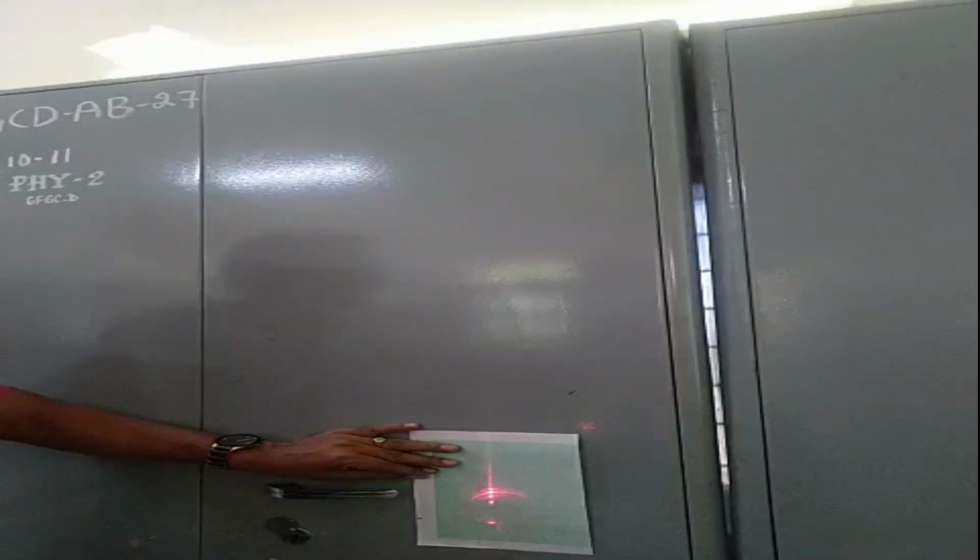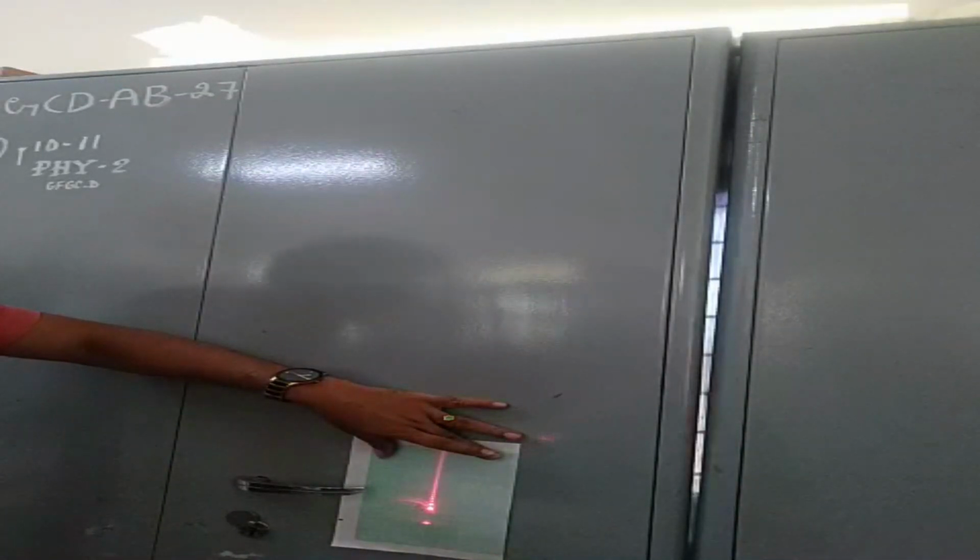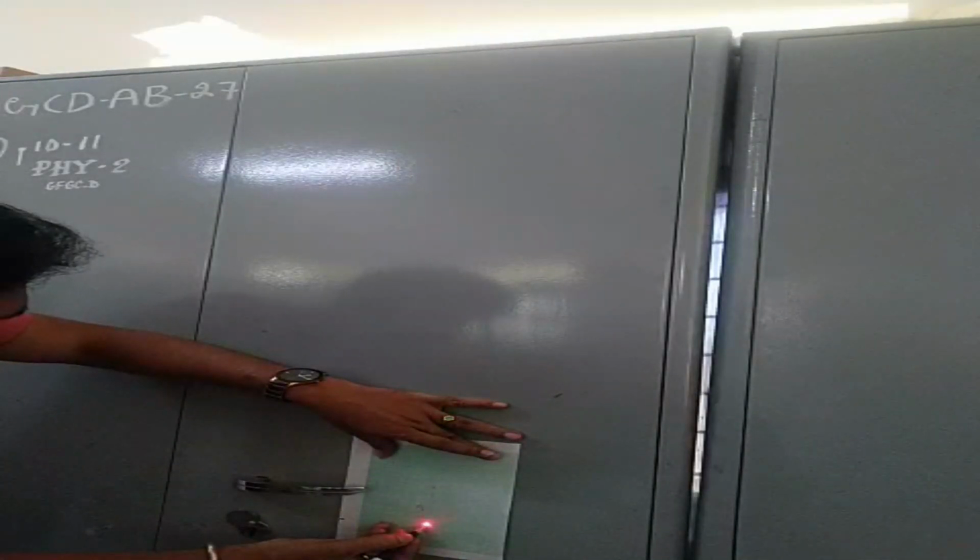I am taking the diffraction spots on a graph sheet. Below that we actually have the direct beam. How to see the direct beam? If I remove the scale without disturbing the graph sheet on the screen, you can see the direct beam. You have to mark that direct beam also here. So this is the direct spot. I am marking this as A.